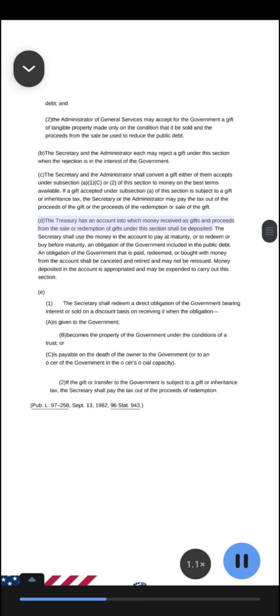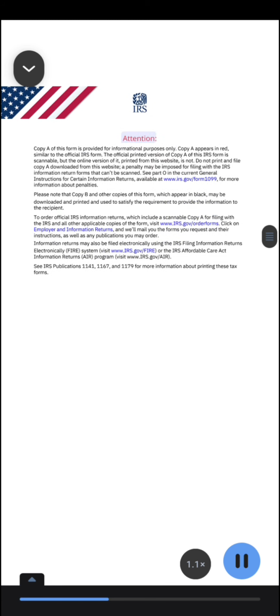D. The Treasury has an account into which money received as gifts and proceeds from the sale or redemption of gifts under this section shall be deposited. The Secretary shall use the money in the account to pay at maturity, or to redeem or buy before maturity, an obligation of the government included in the public debt. An obligation of the government that is paid, redeemed, or bought with money from the account shall be cancelled and retired and may not be reissued. Money deposited in the account is appropriated and may be expended to carry out this section.